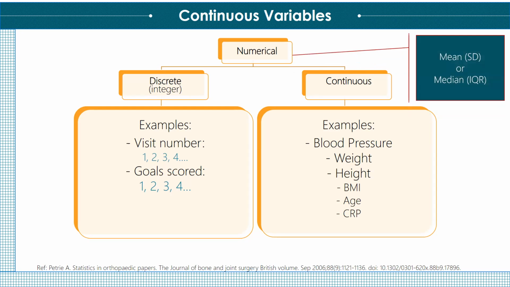Now, these continuous variables are reported as a mean with standard deviation, or if your data is not normally distributed or non-parametric, we will be reporting them as median with an interquartile range.